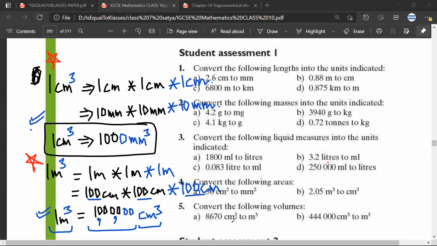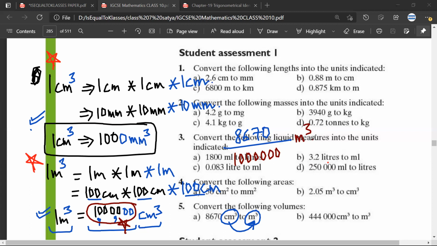Okay. So Mr. Satya, centimeter cube to meter cube. Number smaller or bigger? Smaller. Divide. Divide by what? We have to divide it by 1 million. Sarthak, any doubt? No, sir. Please be clear about the logic.